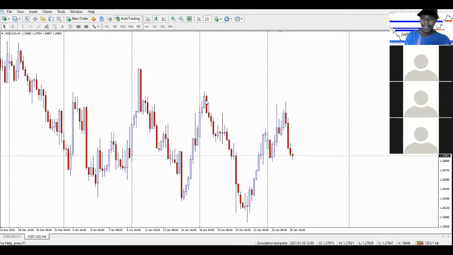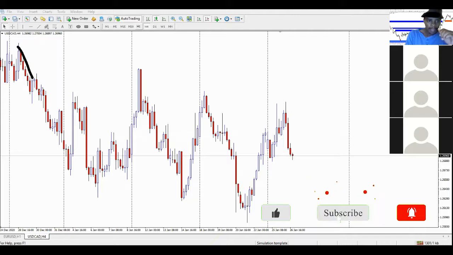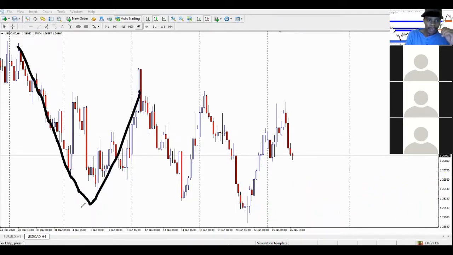Okay, and after you have identified that the market is making lower highs and lower lows, the next thing you must wait for is the left shoulder. For instance, as you can see, this market was going down, this can be a head, this can be a left shoulder. You don't know yet, but if you don't know yet, that means you must be patient and wait.